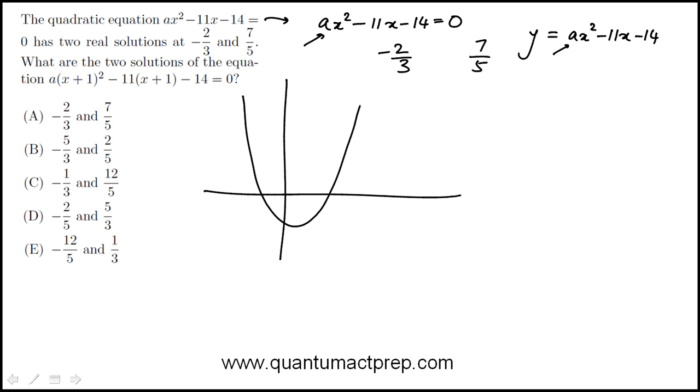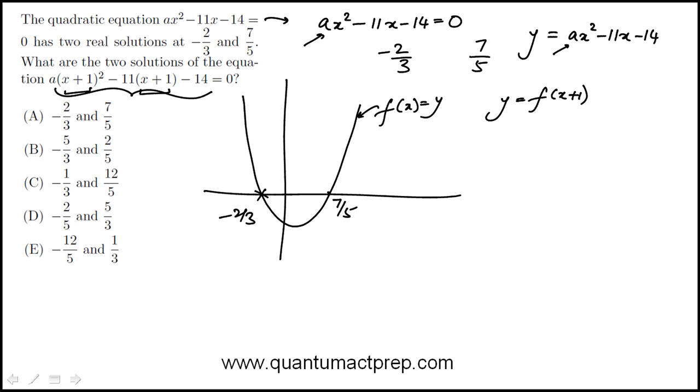So let's say the parabola is something like that. This is minus 2/3, 7/5. Now the question is asking for the solution to this quadratic equation, and if you notice, the difference is that instead of x, it's x plus 1. So this is the equation of, say, y equal to f of x parabola. The question is, what happens to the parabola f of x plus 1? So replacing x with x plus 1.